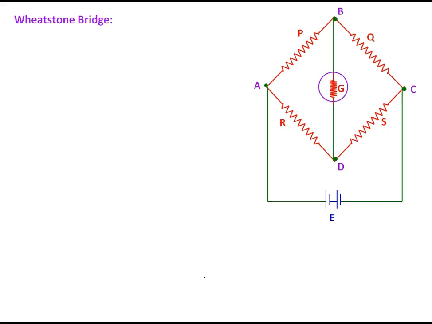Now Wheatstone bridge. Exactly we have discussed in capacitor. If there are 5 resistances, or you can say 4 resistances, P, Q, R, S, and G is the galvanometer. When there is no current in the galvanometer, you will say the ratio P by Q equal to R by S. And how will we solve? We will use the Kirchhoff equation for the solution.